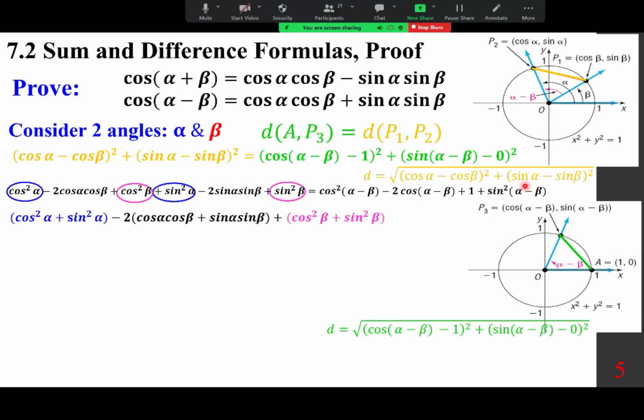Now, let's go to the right-hand side. The right-hand side, this guy and this guy, both of them: this is sine squared of alpha minus beta. This is cosine squared of alpha minus beta. As long as the two angles are the same, you can put them together. So you get cosine squared of alpha minus beta plus sine squared of alpha minus beta. Then you have this one, minus 2 cosine of alpha minus beta, and then plus 1. And let's see what happens. So again, it's pretty straightforward, everybody.